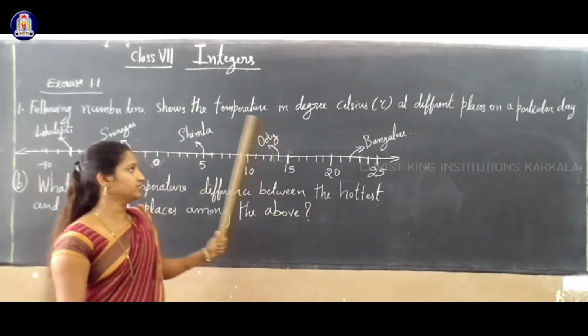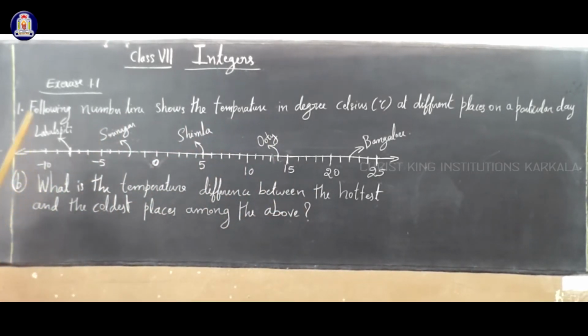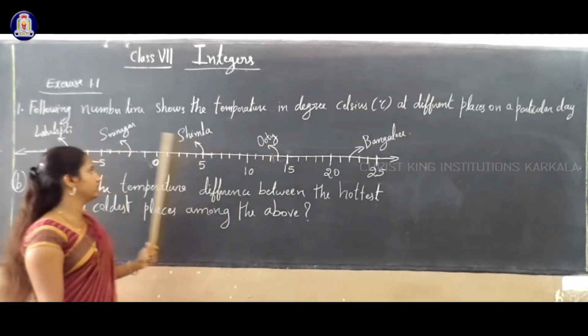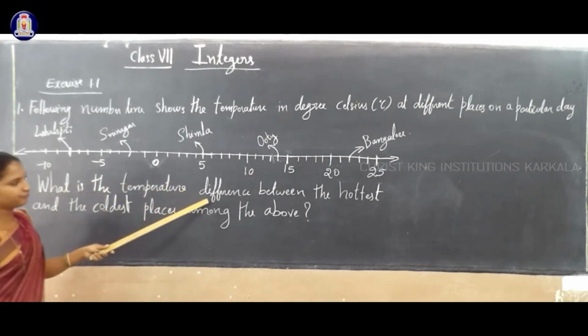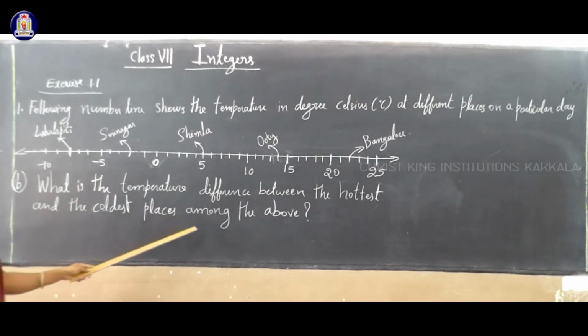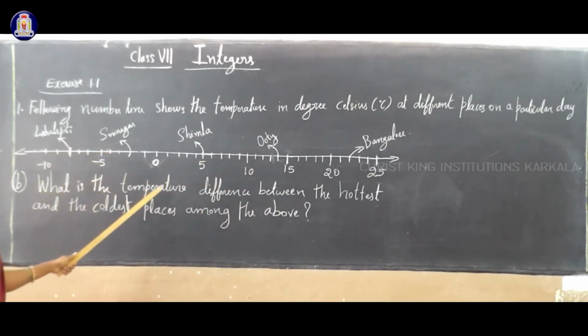Okay, the same question, the second sub-question, B. The question is: the following number line shows the temperature in degrees Celsius at different places on a particular day. So this is a number line. The second question is: what is the temperature difference between the hottest and the coldest place among the above?